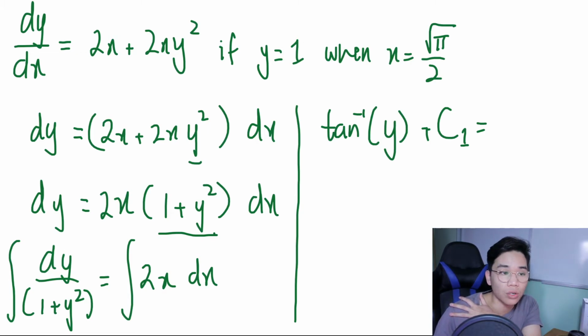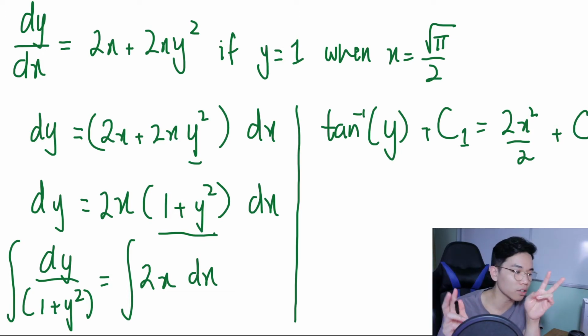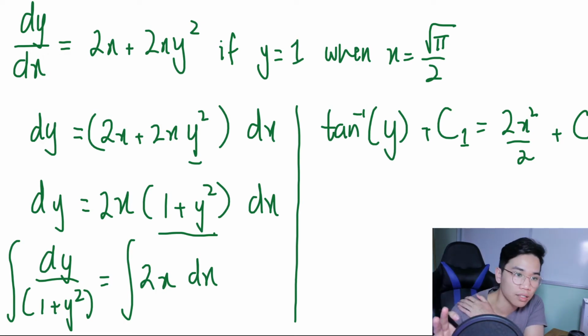On the right-hand side, you're going to have 2x squared all over 2. And obviously, we always add constants, right? C2. Now, there are two constants. Just to follow the rules that you learn in integration, anytime you integrate, you need a plus c. And that makes sense.